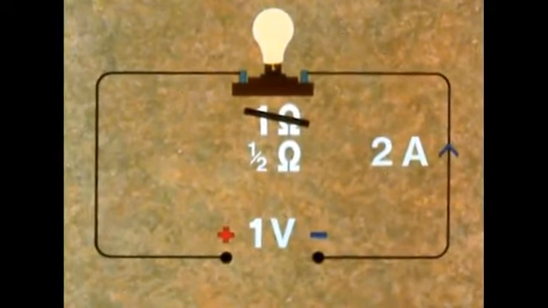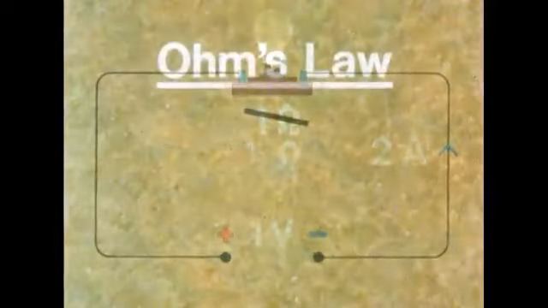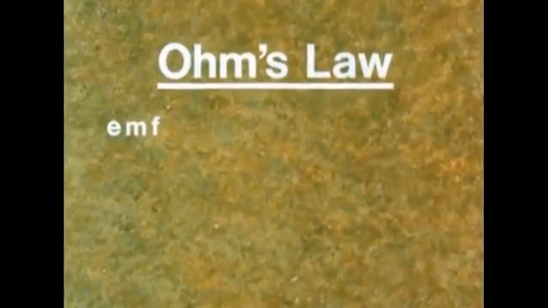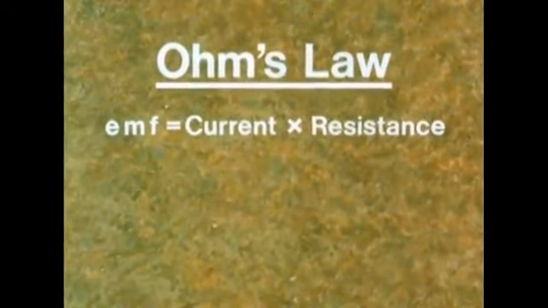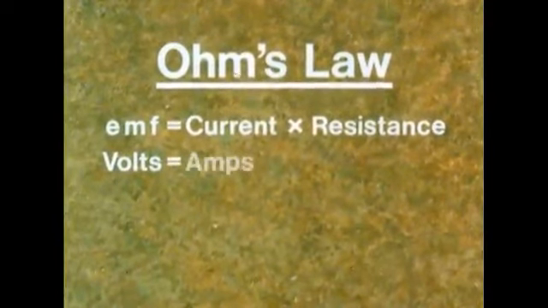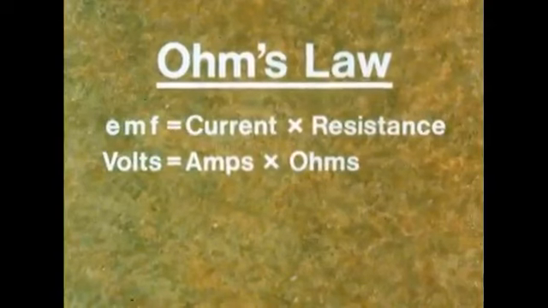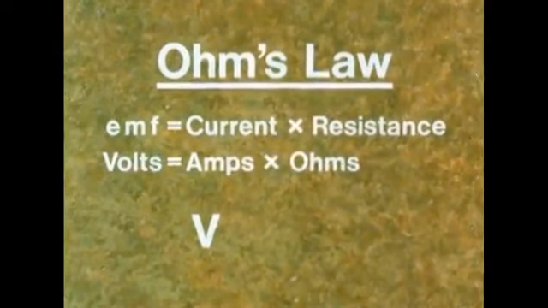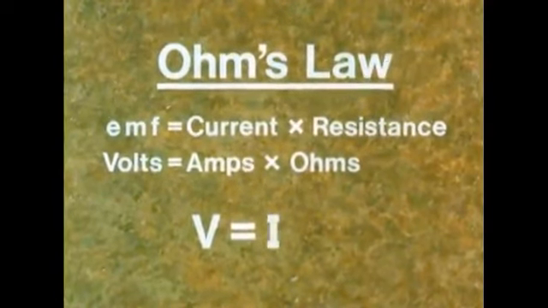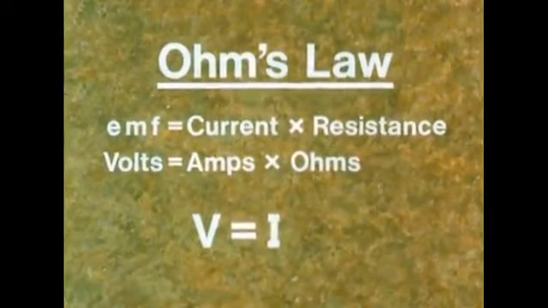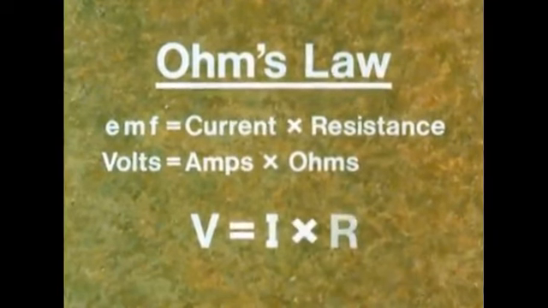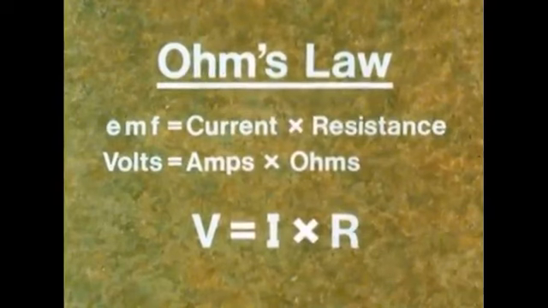Now, all these things are very simply summed up in Ohm's law, which says that in a circuit, the EMF is equal to the current times the resistance. That is, volts equals amps times ohms. This law abbreviates to V for voltage, E is also used for voltage, equals I for intensity of current times R. V equals I times R.